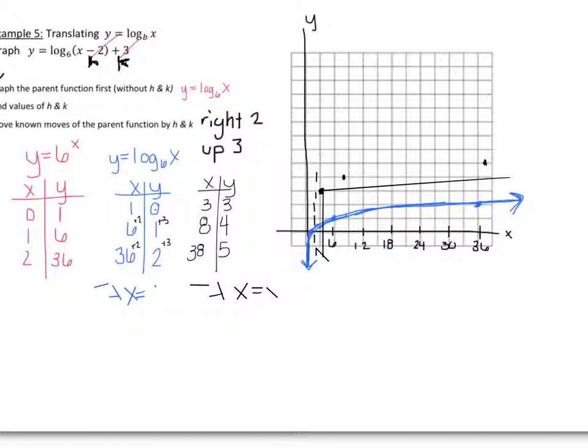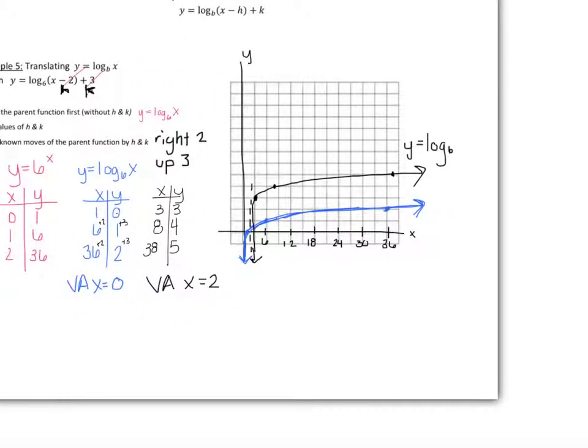So that is our translated function. So that's log base 6 of x minus 2, all plus 3. Why did you want us to translate it? Because of the h and the k, the 2 and the 3.